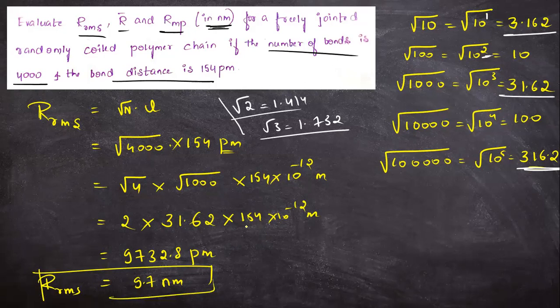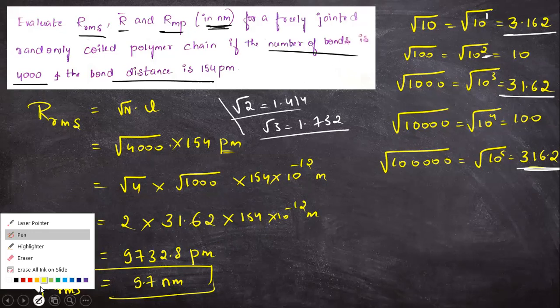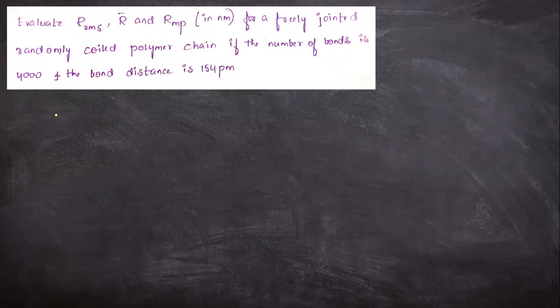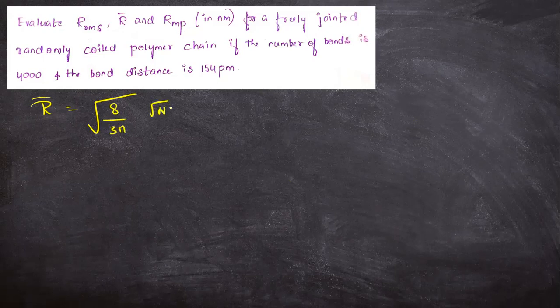Next, they have asked average distance. So let me solve it. Better, let me erase this all. The average distance will be root of 8/3 pi into root n into L. So what is this root n into L? This is the root mean square.